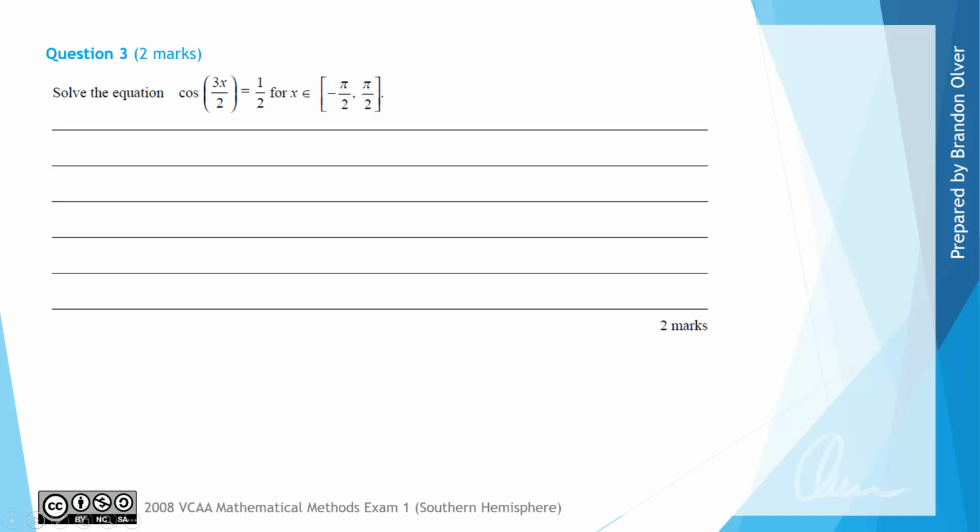So we're asked to solve the equation cos of 3x over 2 equals a half, for x an element of negative pi on 2 to pi on 2, both included.